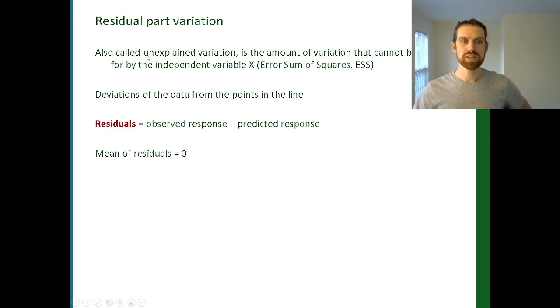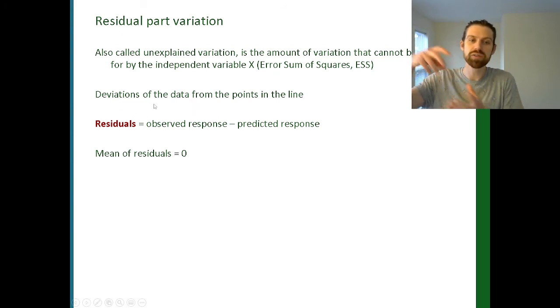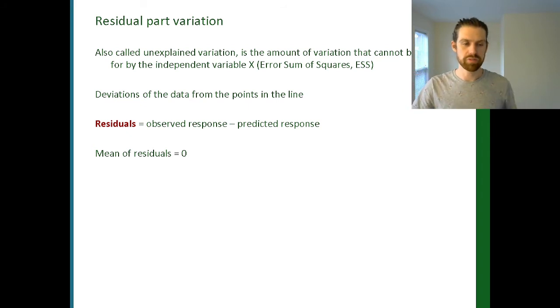So the residual part is basically all of the unexplained variation that's in the error term, okay, and that's the amount of variation that basically our input factors don't explain in the outcome, okay. So the residual part is basically the deviations of the data points from the line, and the residuals are basically the observed response minus the predicted response, and it gives us a mean residual value of 0, if we're complying with the assumptions of the actual statistical approach, okay.